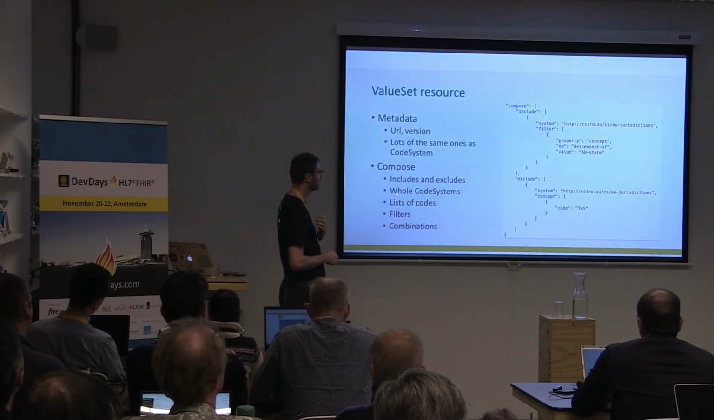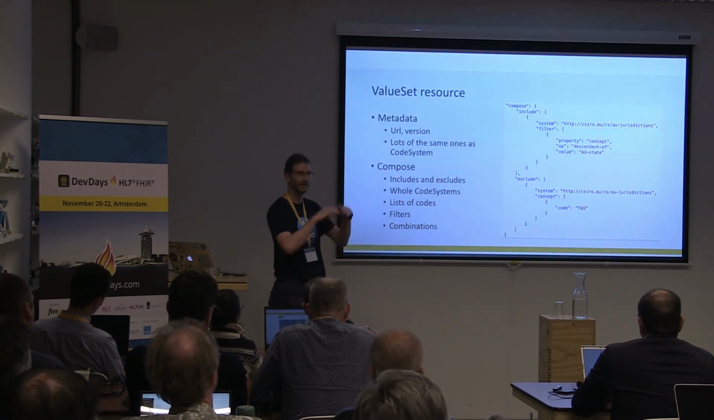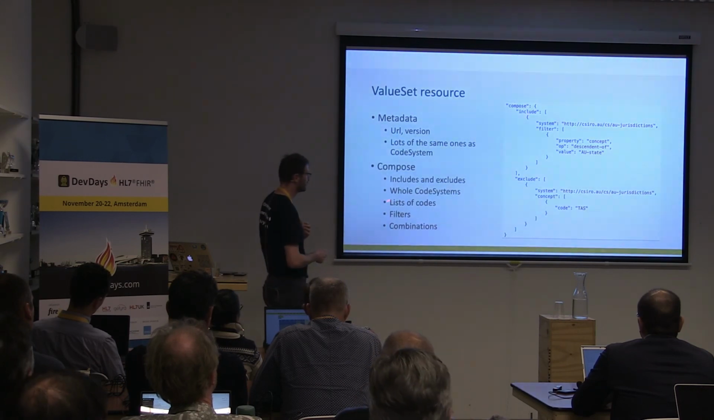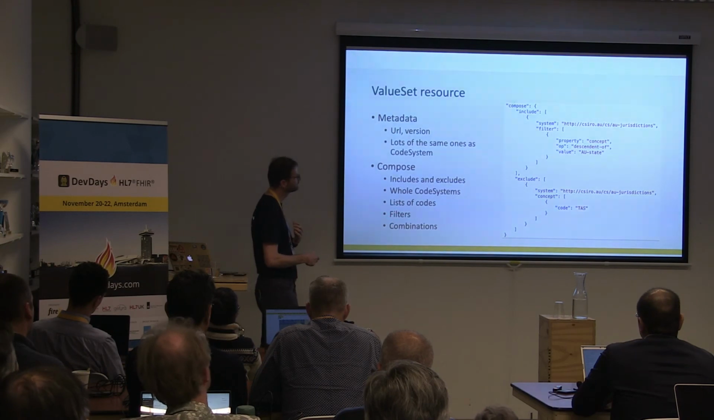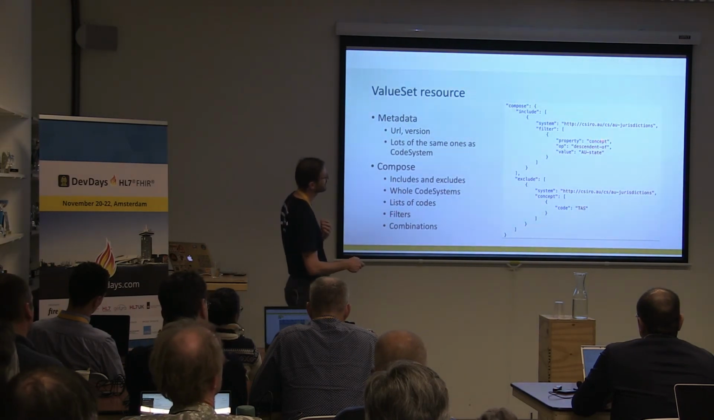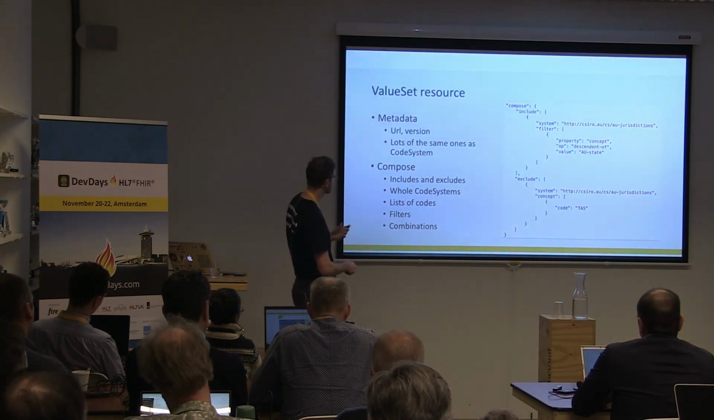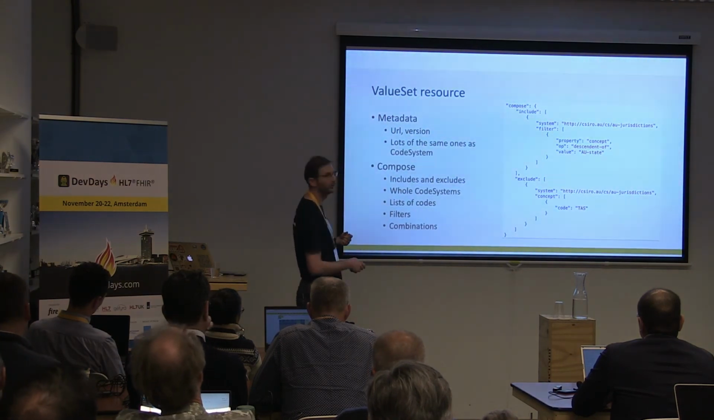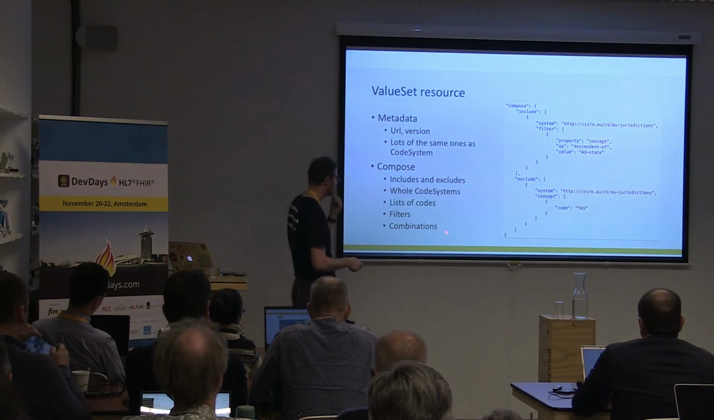You can either include or exclude the whole of a code system by just specifying this system property and nothing else. That'll say everything in the code system. You can provide a list of codes. You can provide a filter. So for example, here there's a filter that says the concept is a descendant of value state. Or you can have combinations of it. Oh, there's another one that I haven't included here. You can include another value set that's defined elsewhere by its URI.